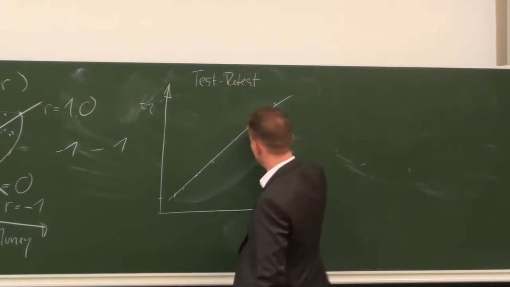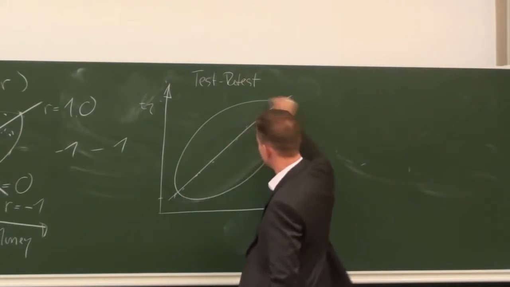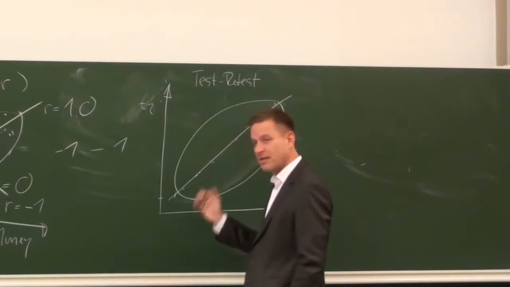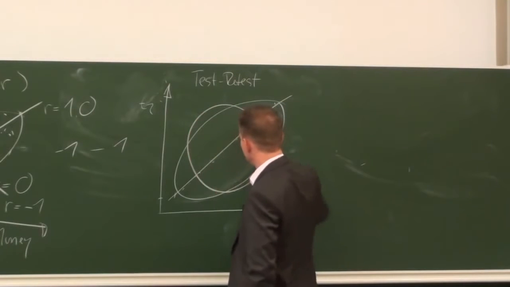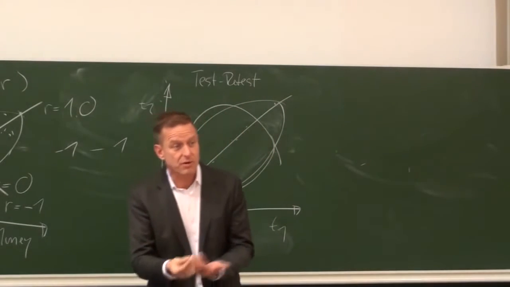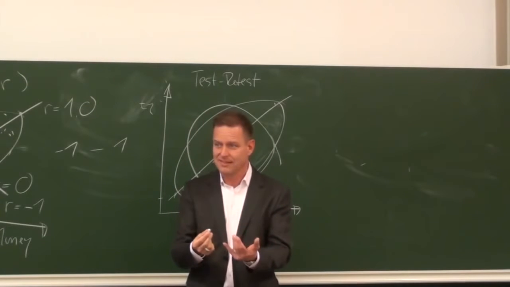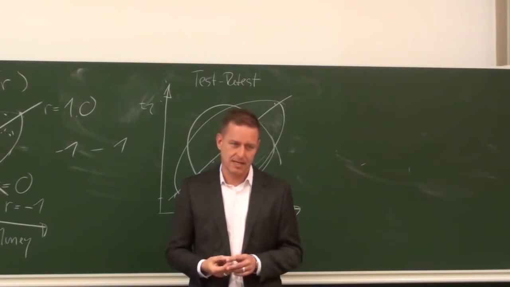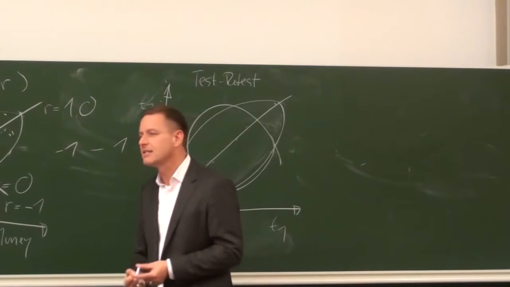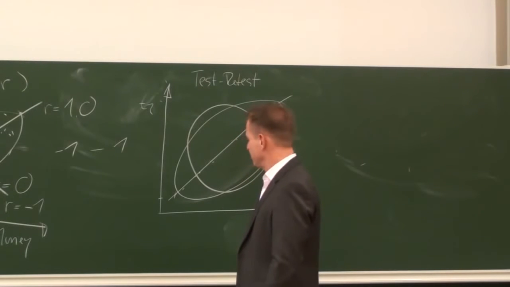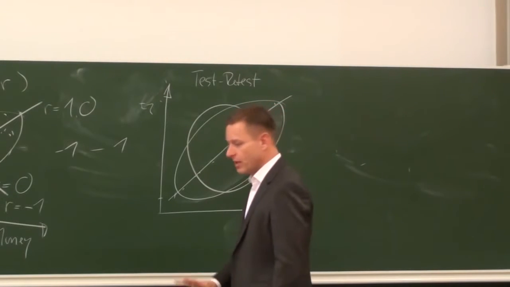If the test is not reliable, we get something like this. And if the test is totally crappy in terms of reliability, we get something like this. And what you can see here from this picture is, again, we use correlation methods to estimate the reliability of a test. Test, retest, reliability. So, that was the second one.